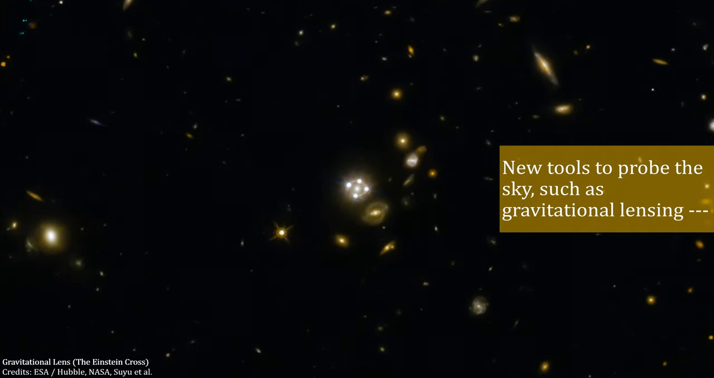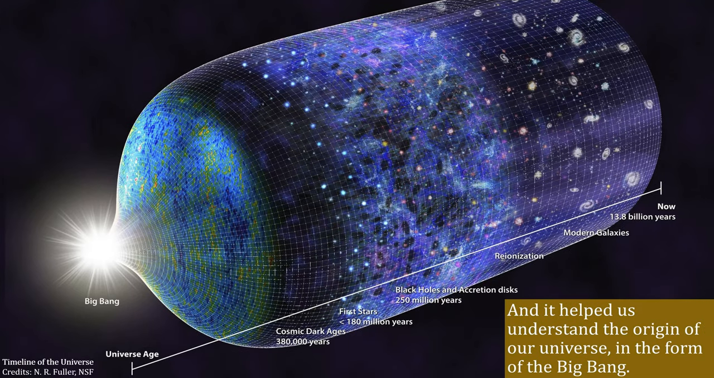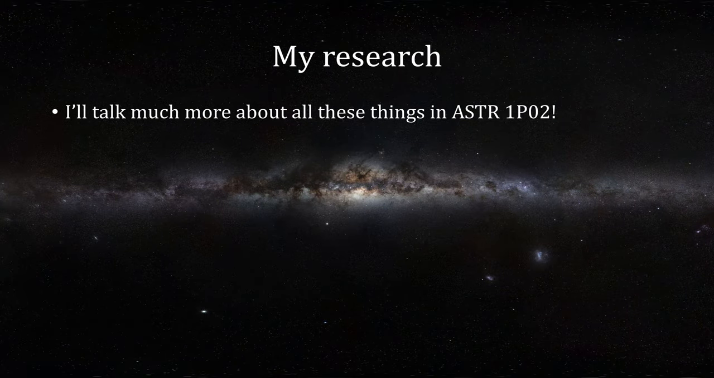General relativity also introduced new tools to probe the sky, such as gravitational lensing and gravitational waves. And it helped us understand the origin of our universe in the form of the Big Bang. Here you can see a timeline of the universe, starting from the Big Bang at the left, essentially the beginning of time, and then advancing in time until we get to today, which is 13.8 billion years after the Big Bang, on the far right. I'll talk much more about all these things and my own research in Astronomy 1.02 next term.